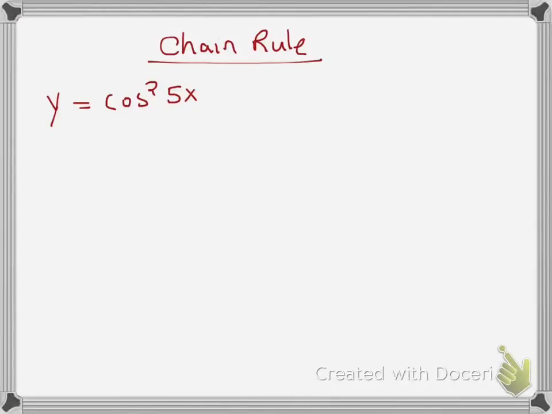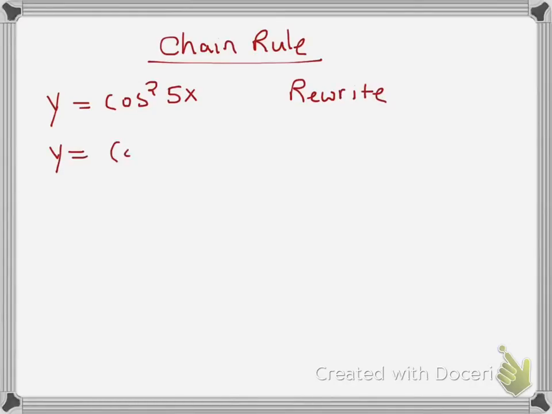This is going to be a chain rule problem. So we've got y equals cosine squared 5x. First off, you always have to identify your outer and then your inner functions after that. So the one thing that you have to recognize is that cosine is being squared. So we can rewrite that, and that's what my first step is actually going to be.